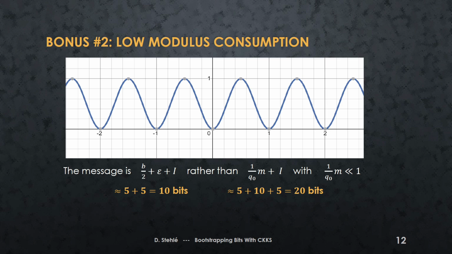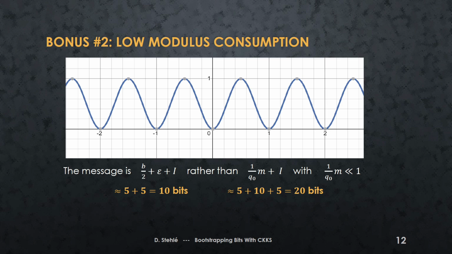And this gap is about 10 bits in practice. So this gap means that you need to work with precision, maybe 5 bits to represent m, 10 bits of gap between m and the integers, and 5 bits for I. Whereas in the new eval mode, we have maybe 5 bits for b/2 plus epsilon, so we have a good approximation to a bit, and 5 bits for I. So 10 bits now compared to 20 bits before.